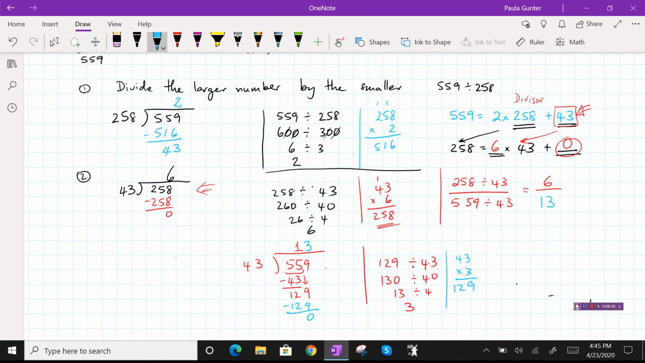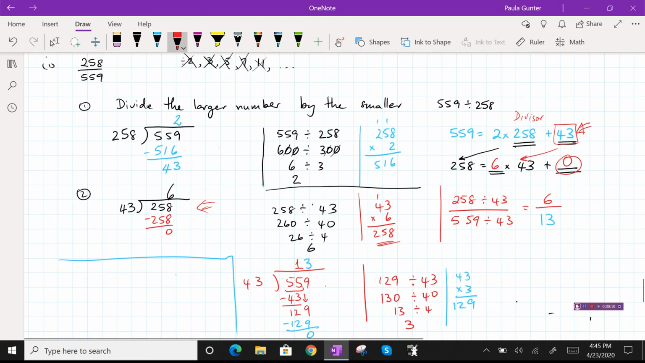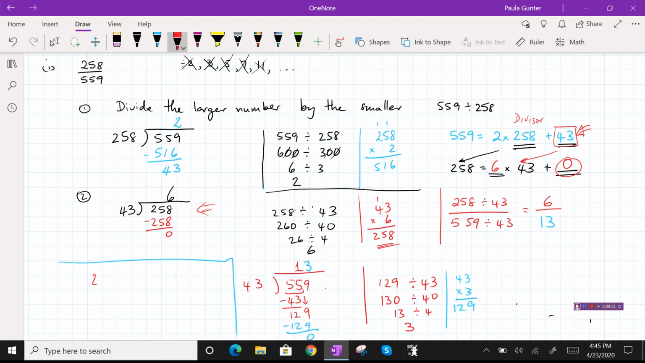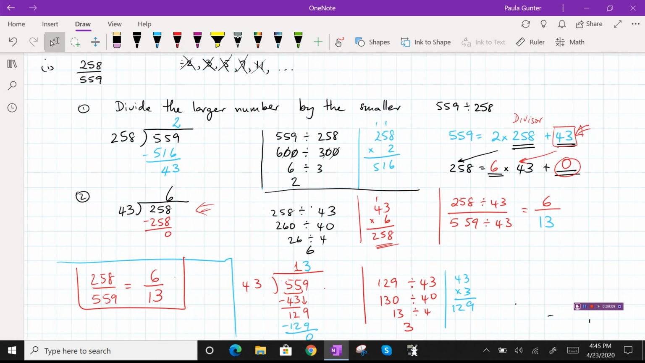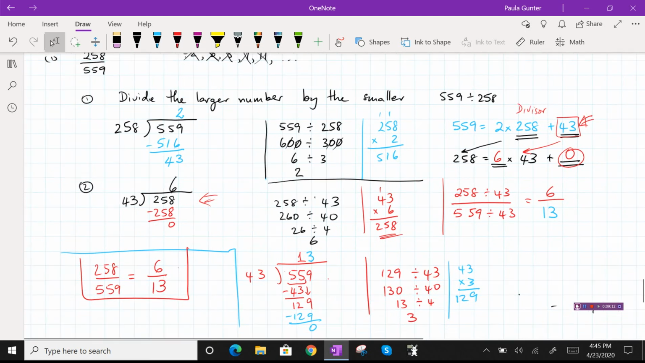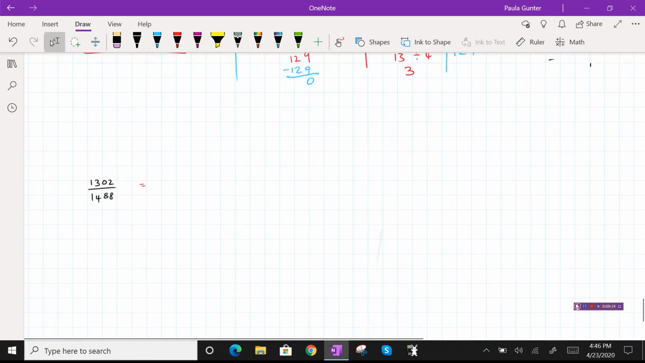So our final answer, I know it's a little crowded, but I will put it all together. So our original question was, what is 258 as a fraction? 258 over 559 can be reduced to 6 over 13. There is a way when we do this division, it can be compacted. But let's look at another example a bit.